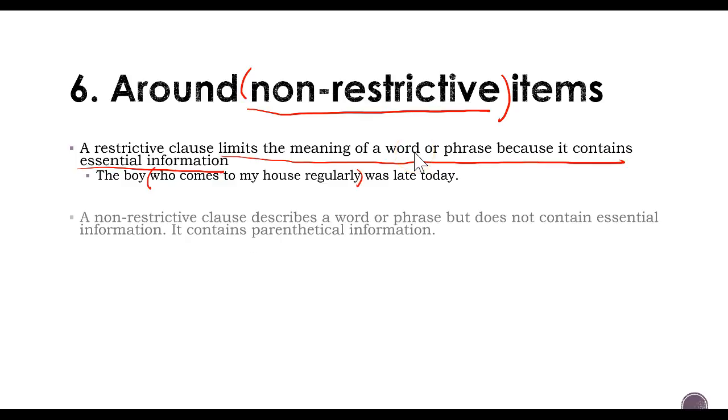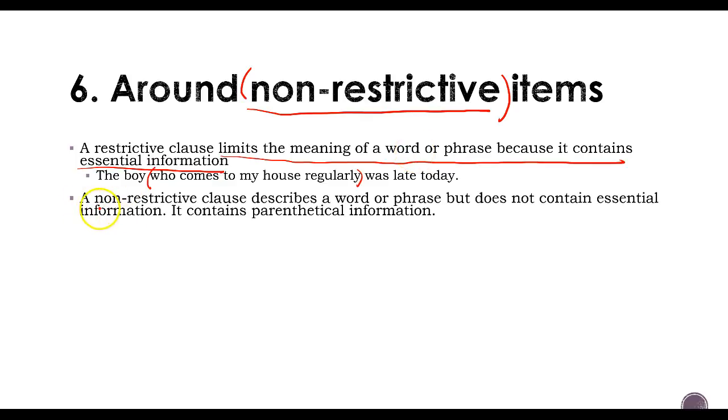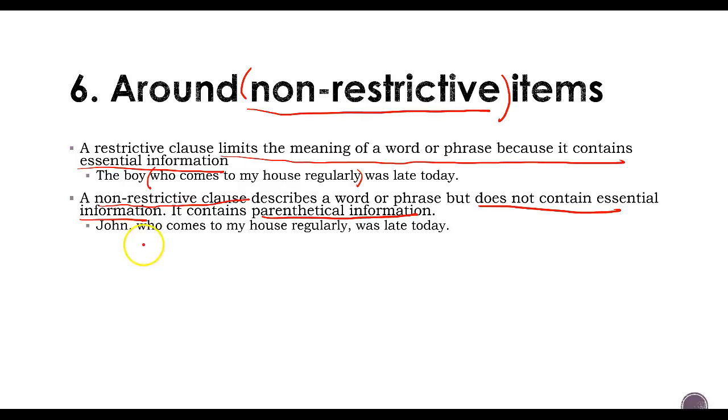No commas. A non-restrictive clause is one that describes a word or phrase but does not contain essential information. It contains parenthetical information, or information that's not essential to the sentence and not that important. John, who comes to my house regularly, was late today. So in this case, "who comes to my house regularly" is sort of like a side note or parenthetical, right? The sentence is the same: John was late today, or John, who comes to my house regularly, was late today.